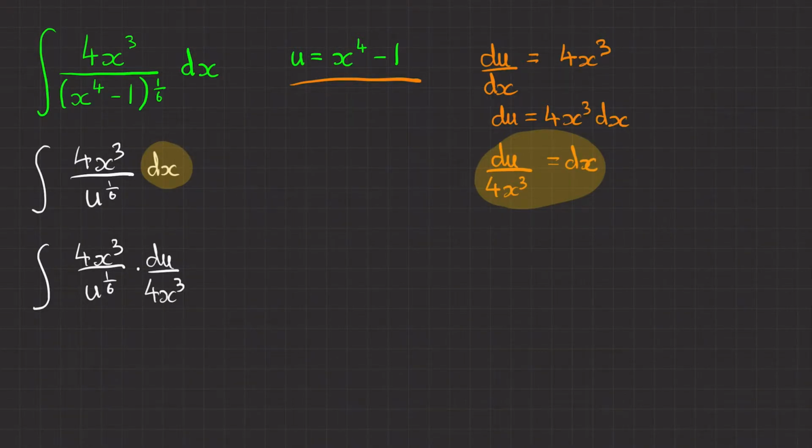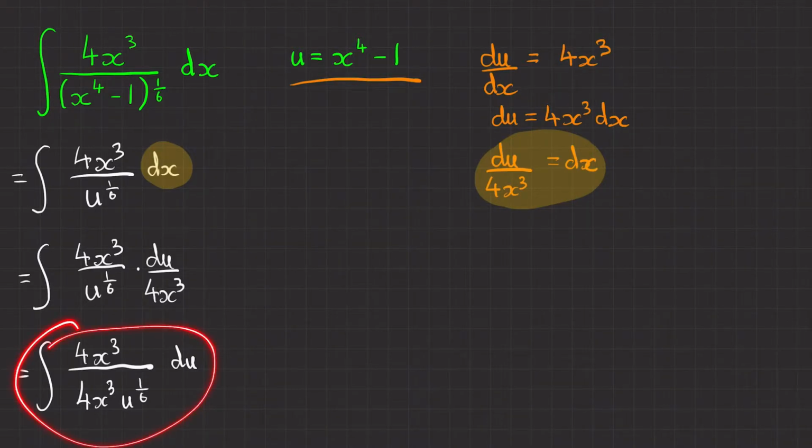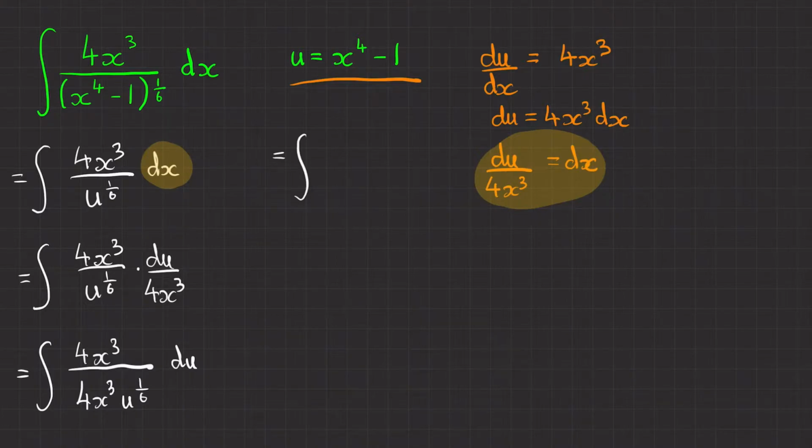I'm going to tidy this up a bit. So we'll have 4x cubed over 4x cubed u to the 6, all with respect to u. We can simplify this to become the integral of 1 over u to the 6 with respect to u. So now we're integrating all with respect to u. Now to make it easy to integrate, I'm going to move this u value to the top so it'll become a negative power. So the integral of u to the minus 6 du. So it's still the exact same as above.